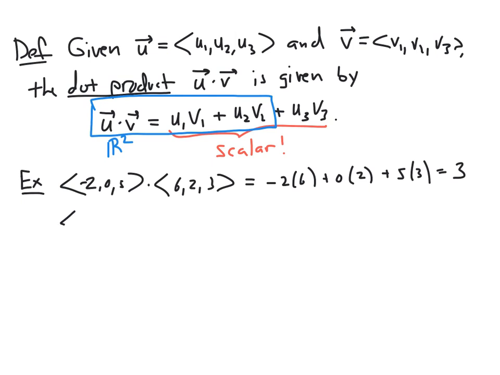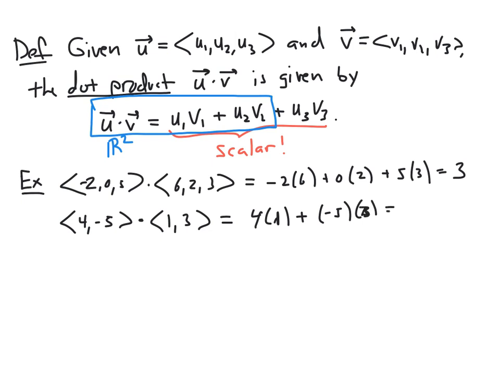Okay. To see a quick example in R2, if we had (4, -5) dot (1, 3). Okay, so this would be 4 times 1 plus -5 times 3. All right, so that's -15 plus 4, that's -11.